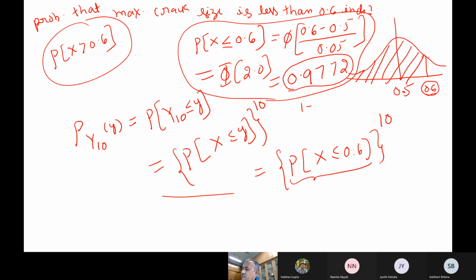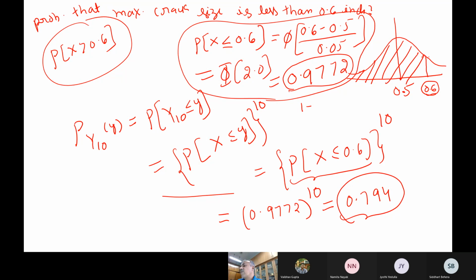Now, what is P of x less than or equal to 0.6? We have already calculated it. So this becomes 0.9772 whole to the power of 10. If you calculate this on your computer, it turns out to be 0.794. Now you comment: previously, how much was the value?